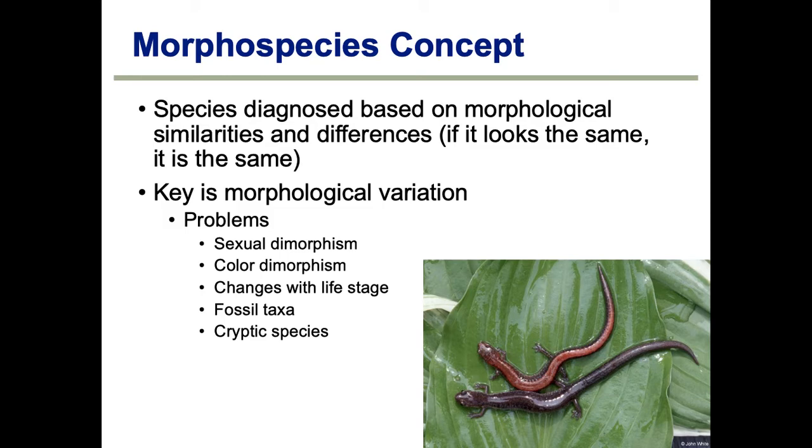Sometimes you have color dimorphism. This picture here shows the same species with two different color morphs. They're called redback and leadback salamanders, and the redback ones and the leadback ones interbreed, and they're really the same species, but you get some with different colors. Sometimes morphology changes with life stage. Like, I study frogs. How do you tell that the tadpole and the frog go together? You have to have a whole different set of morphological characters for the tadpole and for the frog because they look totally different.